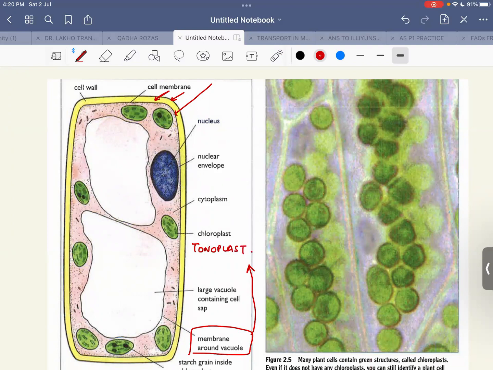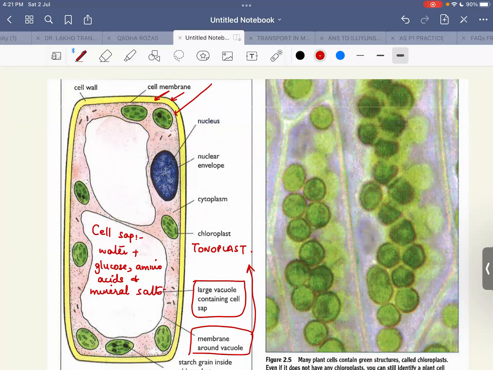What is the function of the vacuole? As you can see over here, vacuoles in plants are always large and they store a liquidy substance which is known as the cell sap. Let's see what this cell sap is. The cell sap is made up of water, okay? And it is made up of glucose, amino acids, and mineral salts.